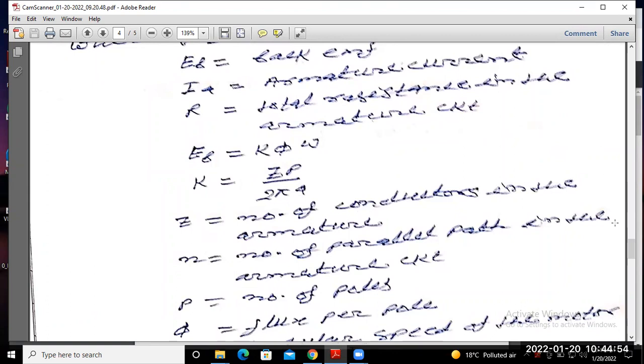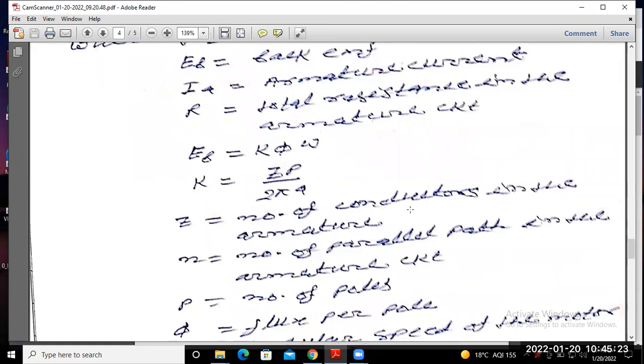And now we can represent the torque equation in the DC machine. It means T equal to K phi Ia. Okay, so the torque equation in the DC machine is K phi Ia, where K and phi are similar to what we explained here. That means the constant term K equal to Zp by 2 pi A, phi is again the flux per pole, and Ia is your armature current.